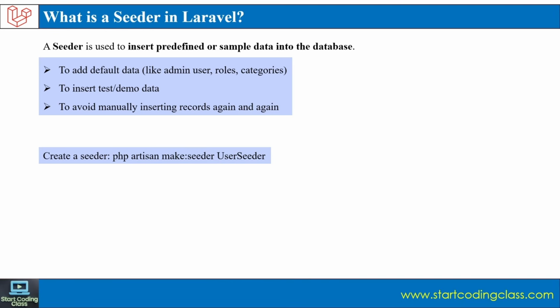The command for seeder creation is php artisan make:seeder and whatever name you want, UserSeeder, AdminSeeder, whatever you want. So you can write here UserSeeder in the place of the seeder name.